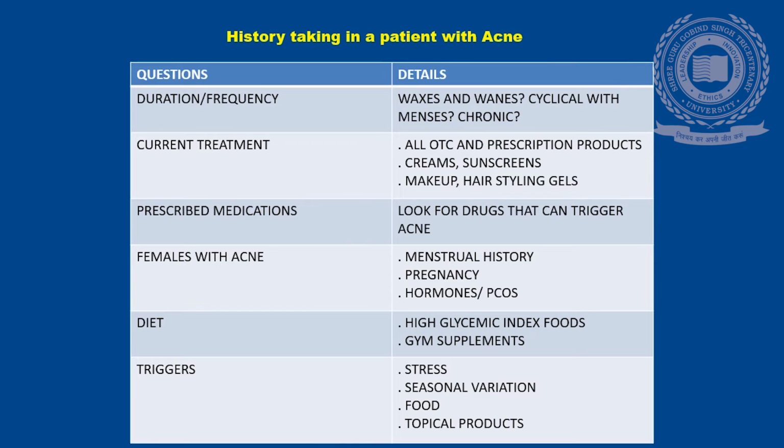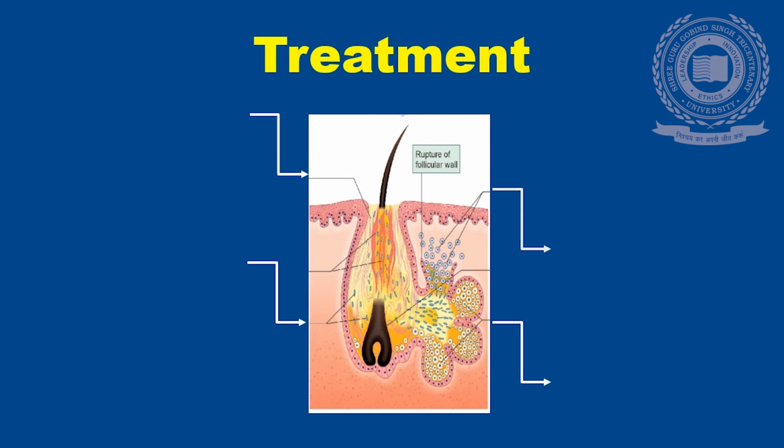It is also important to look for certain drugs that may trigger acne in an individual patient. In females with acne, it is important to ascertain the correct menstrual history, a history of hormone intake, and also a history of polycystic ovarian disease. The dietary factors include foods with high glycemic index and dietary supplements that can cause acne. Certain other triggers which are very important in a patient with acne include stress, seasonal variation, food intake, and topical products.